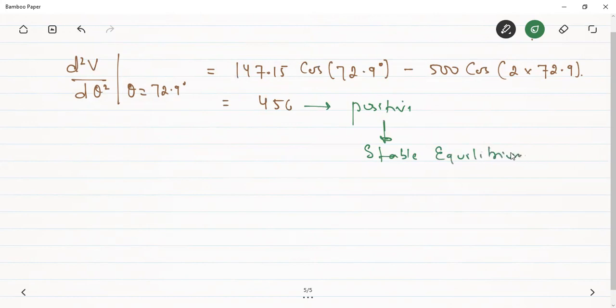So this was just an introductory problem, so that the students get used to how to make a potential energy function and how we equate its derivative to zero to get the conditions of the equilibrium. Okay, that is at theta is equal to 0 and theta is equal to 72.9 degrees, the system would have been in equilibrium. And further we investigated regarding the stability of the equilibrium by calculating the higher order derivative, that's the second order derivative. Okay, so we'll come up with a few more problems in the next lecture. Okay, thank you.